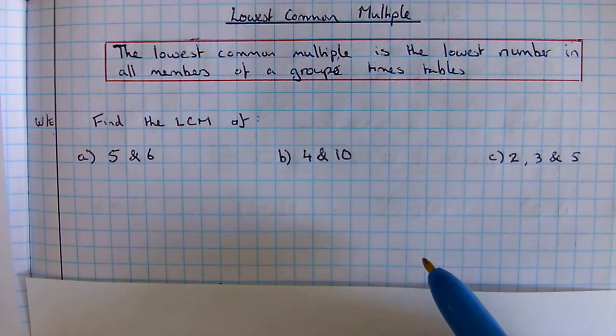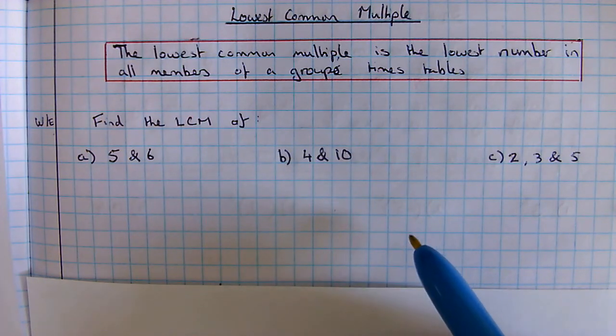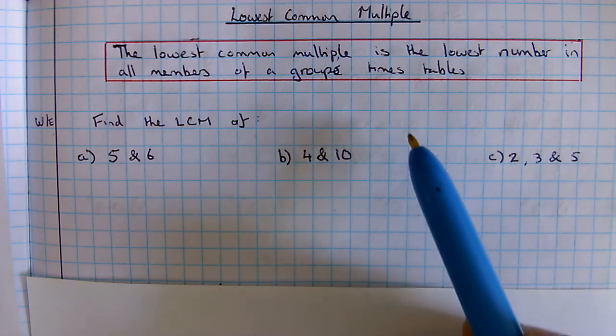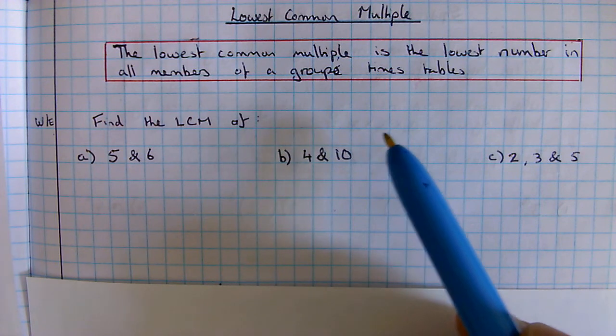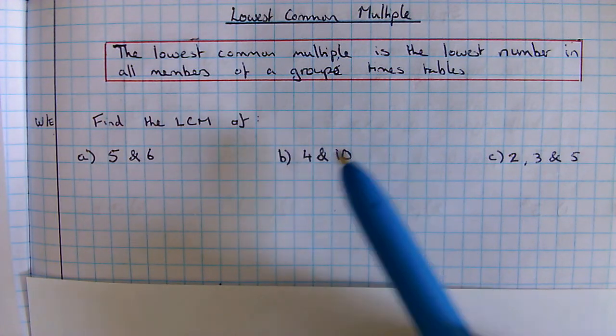We're going to look at lowest common multiples now, and lowest common multiples are essentially the opposite of highest common factor. So the lowest common multiple is the lowest number which goes into all members of a group's times table. So we're going to have a look at an example.